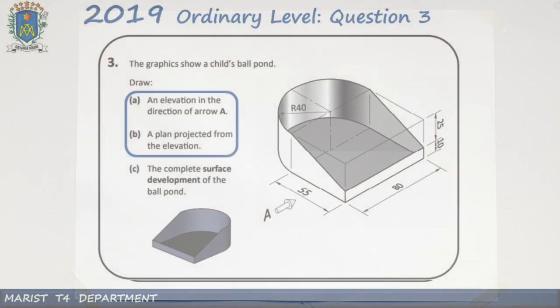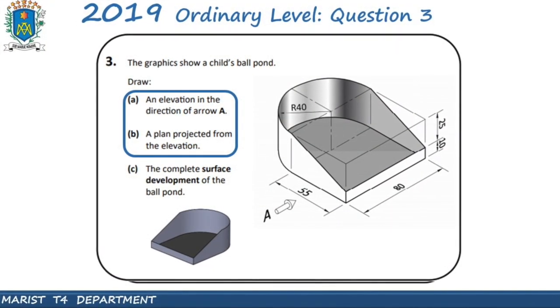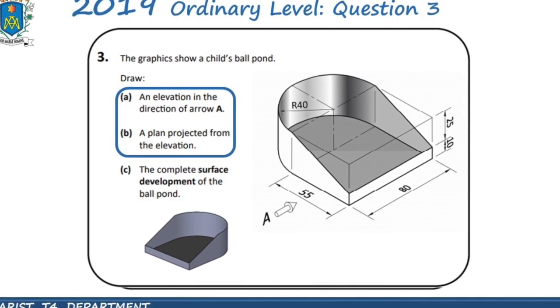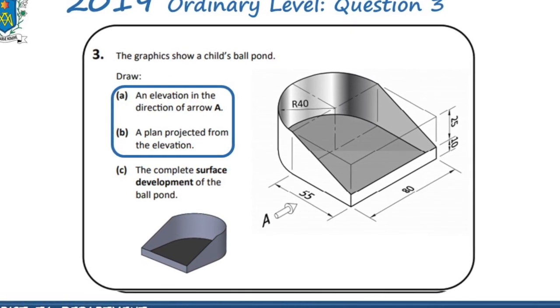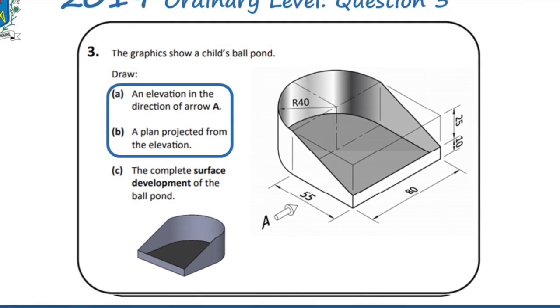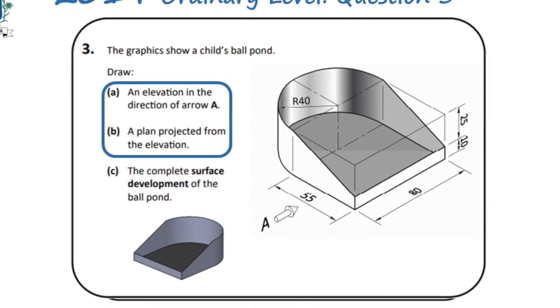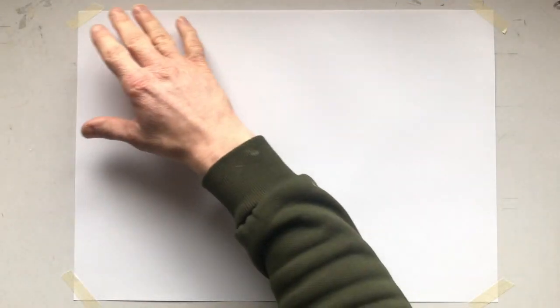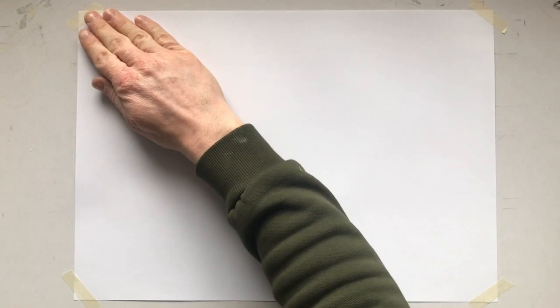So let's get started. We can see from the question, folks, part A is to draw an elevation in the direction of arrow A, so looking at the side of it, and then we're asked to project a plan down from the elevation. So we should know from our orthographic, we're going to be drawing our elevation up here. Our plan is directly underneath our elevation.